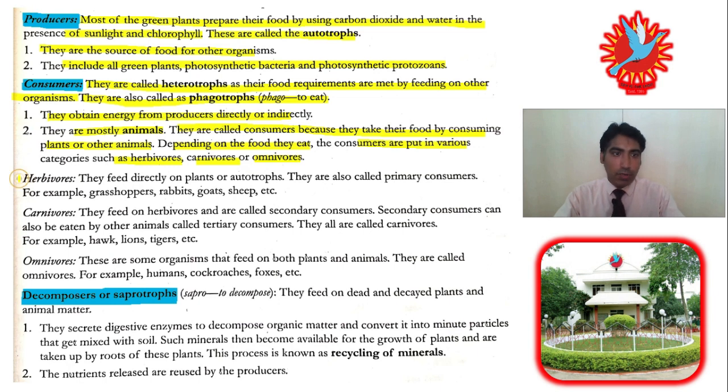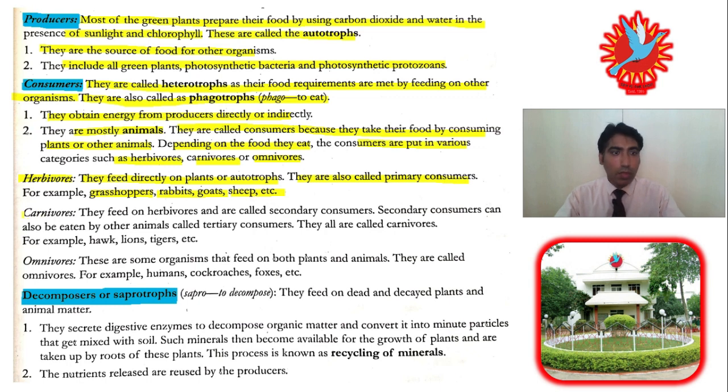First, we will try to discuss the herbivores. What kind of animals are they? They feed directly on the plants or autotrophs. They are also called the primary consumers. For example, grasshoppers, rabbit, goat, sheep, cow, etc. So these are the herbivores, which means they directly eat the plant products.